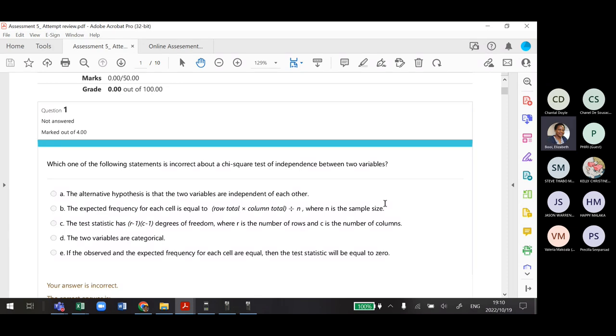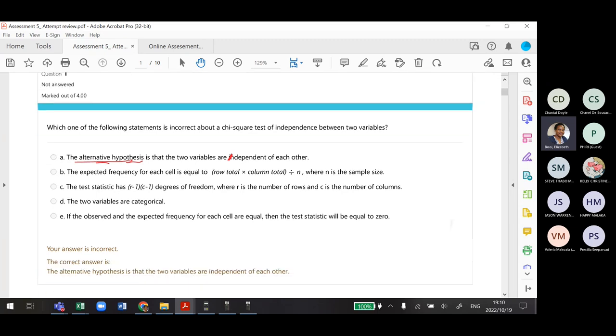Which one of the following statements is incorrect? That would be option A, because the alternative hypothesis should always state that they are dependent of each other. So you need to know the properties of the chi-square test for independence, or chi-square test for a contingency table.